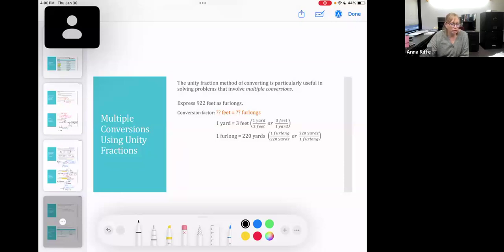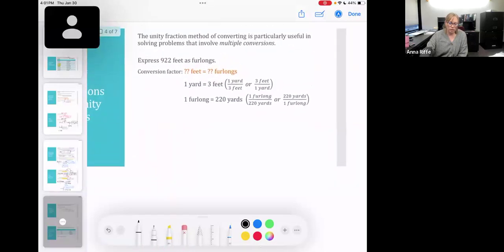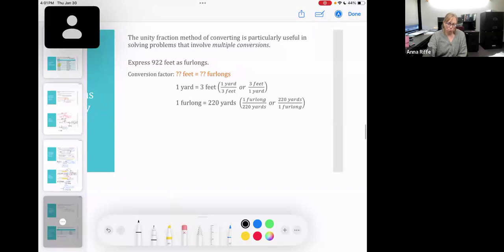We can't always do conversions as a one-step process. Sometimes we need more than one unity fraction, more than one conversion factor to get from one unit to another. Unity fractions can make that process a little bit more straightforward. So let's do one of those problems now. We're asked to express 922 feet as furlongs.